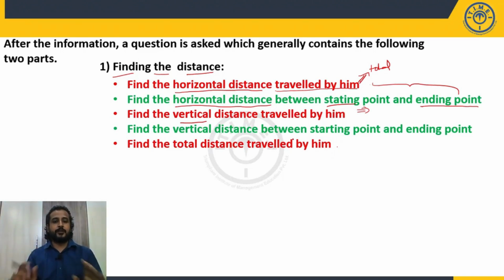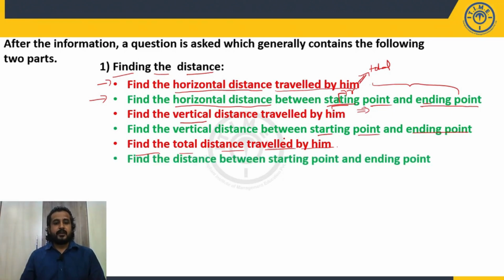Just please note down the question types. First one is find the horizontal distance traveled by him. Second one, find the horizontal distance between starting point and ending point. Find the vertical distance traveled by him. Find the vertical distance between starting point and ending point. Find the total distance traveled by him. Now the next one is find the distance between starting point and ending point. So these are all the questions which are related to the distance.